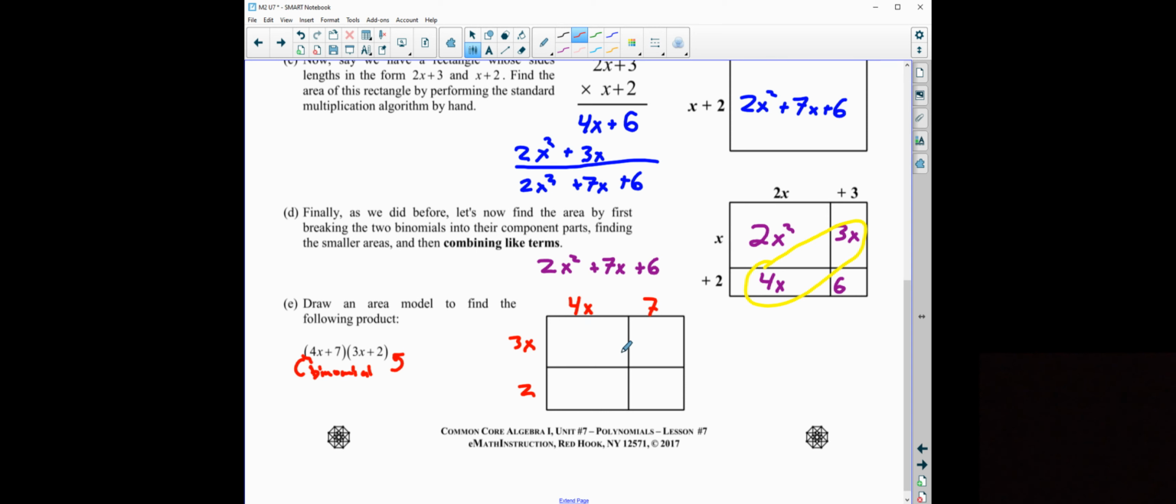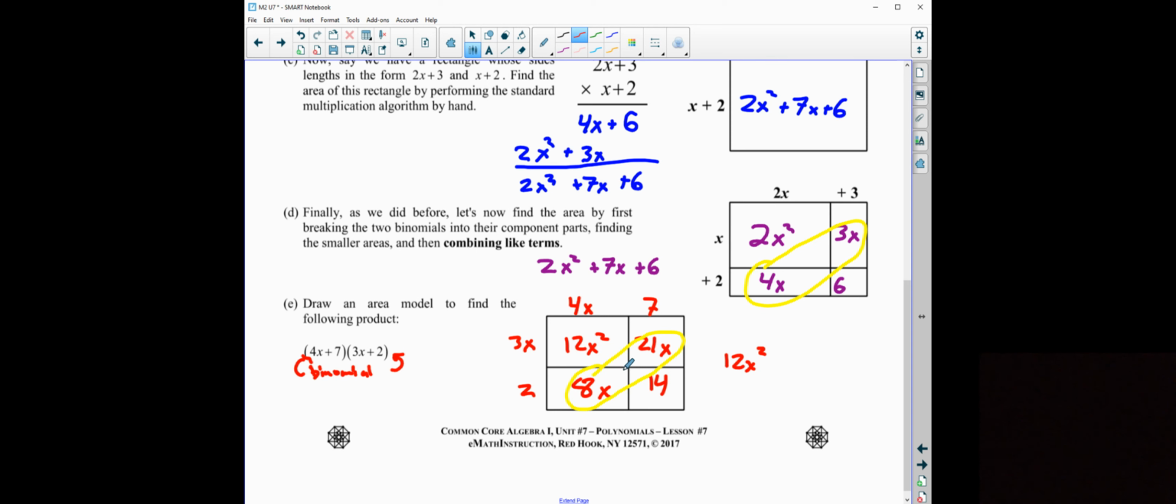And now I'm going to find the area of each of these. 4x times 3x is 12x squared. 7 times 3x is 21x. 4x times 2 is 8x. 7 times 2 is 14. I still have along my diagonal right here, those are my x terms. So when I figure all this out, I have a 12x squared.